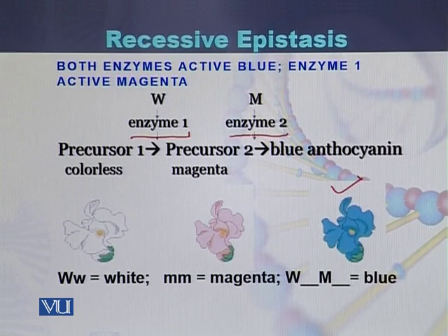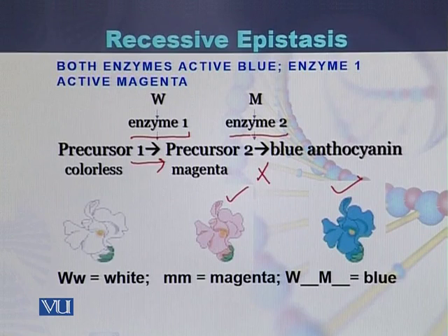Blue color will be produced when precursor 1 is converted into precursor 2 and precursor 2 is ultimately converted into blue anthocyanin. So in the presence of anthocyanin, the color of the flower will be blue. While if enzyme 2 does not function, then precursor 2 will not be converted into blue anthocyanin, and the color of the flower will be pink or magenta.